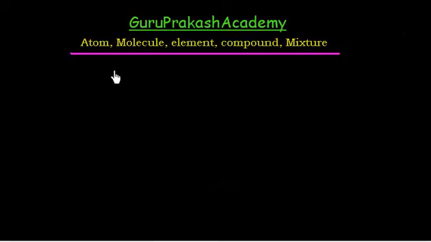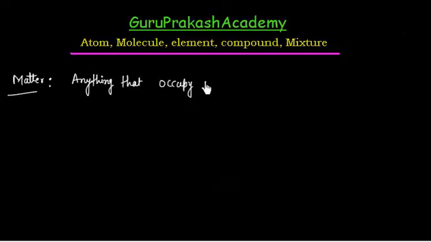In this lecture, we will discuss some basics of chemistry. What is matter? Now, the definition of matter is anything that occupies volume is called matter. Some people have given the definition: anything that occupies volume and has mass also is called matter.